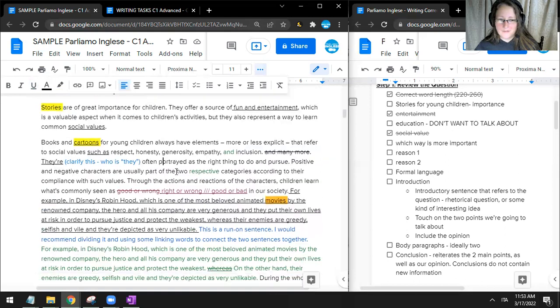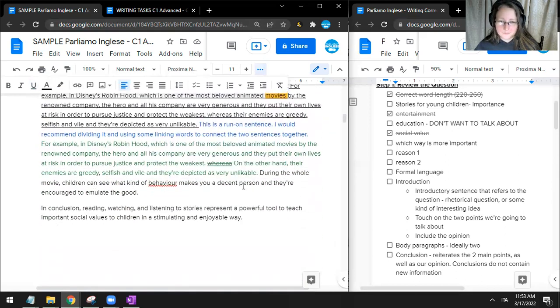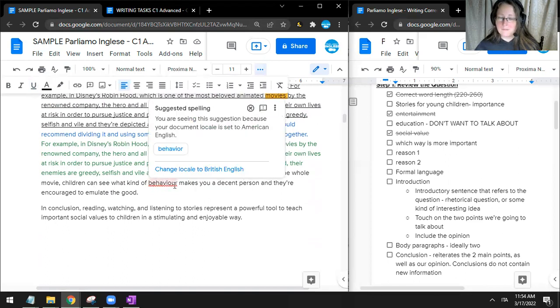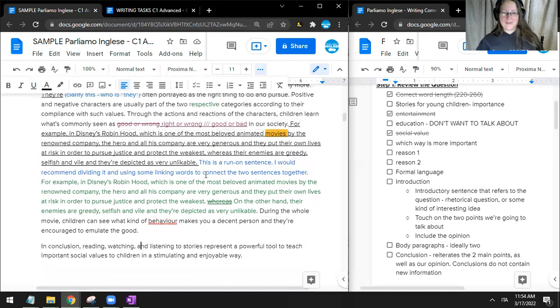So they probably would not like that. My spell checker is underlining this as being incorrect. However, it is correct. It's just that in the United States they don't use the U, but this is absolutely fine. So don't worry that it is marked incorrectly.